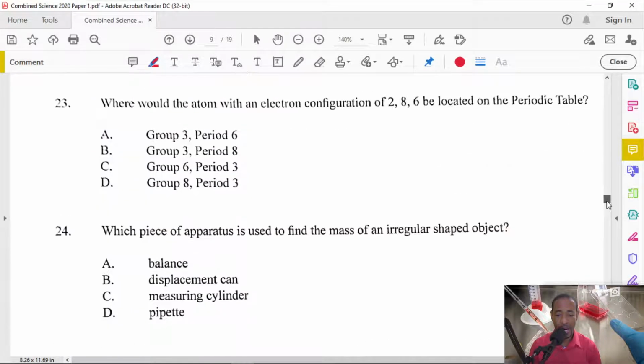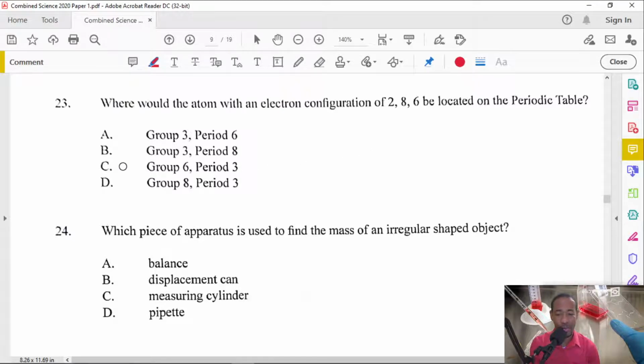All right, let's look at question number 23. This one asks, where would the atom with an electron configuration 2, 8, 6 be located on the periodic table? First thing you need to point out right here is that these numbers represent the number of shells. So we have a first shell, second, and third shell. The number of shells will tell you the period that the element is in. The last number is the valence electrons, and the valence electrons will tell you the group the element belongs to. And so if it is 6 valence electrons, it therefore means it is in group 6.